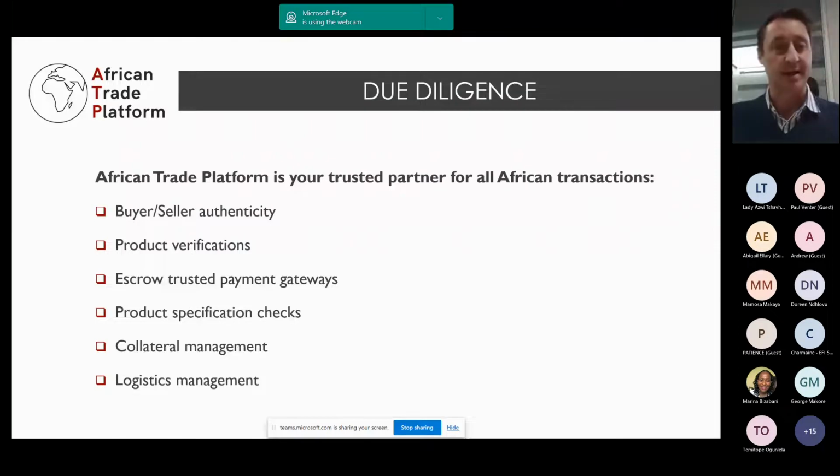And on the flip side, how do we know from a seller's perspective that the buyer is actually real? Anyone coming onto our platform has to go through a due diligence process where verifications are done to make sure that the buyers are real and that they've got the capacity to actually run through the transaction.